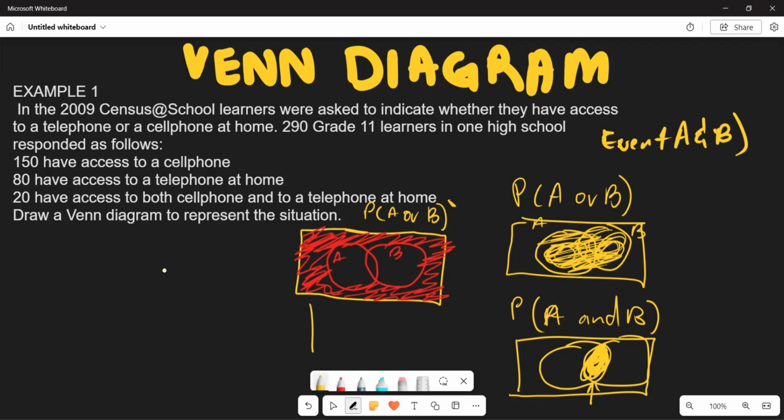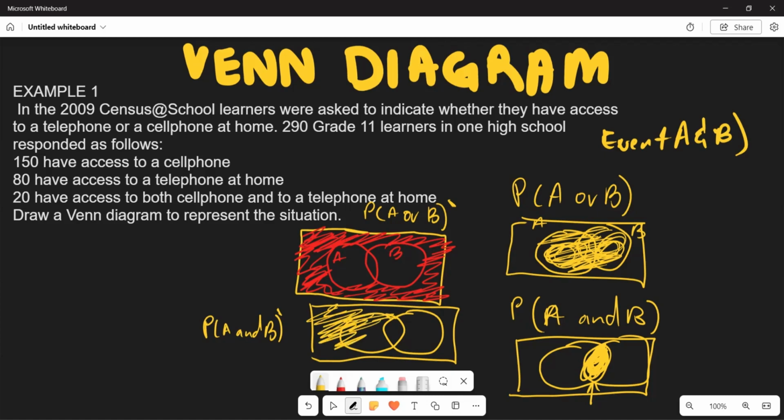Now, if you are looking for the probability of A and B not, what is it going to be? If these are your two intersecting circles, you are going to take all these values except the value that is in between, right? So you're going to take all the values that are outside and leave the value that is in between within your two intersections. This is the representation of your probability of A and B not.